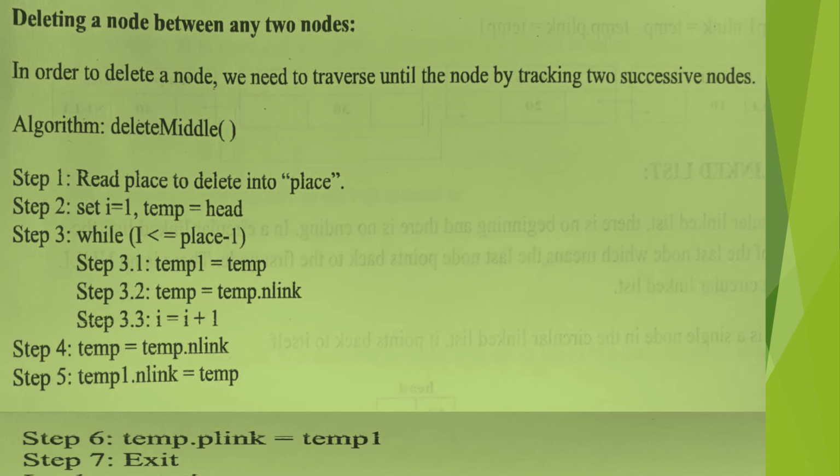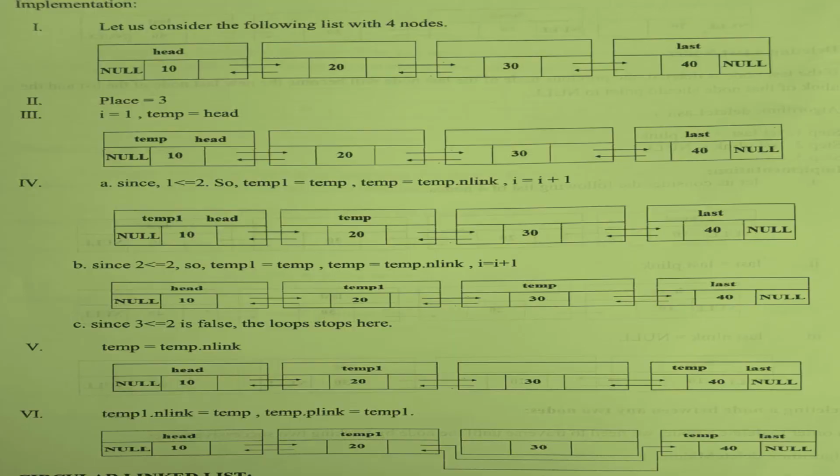Let us see this in diagrammatic representation. Here the double linked list initially contains 4 nodes. I want to delete the node at place 3. 1, 2, 3, means I want to delete this node. So i equal to 1 and temp equal to head. Here temp equal to head. Since 1 is less than or equal to 2. 2 means place minus 1. Here place is 3, 3 minus 1.